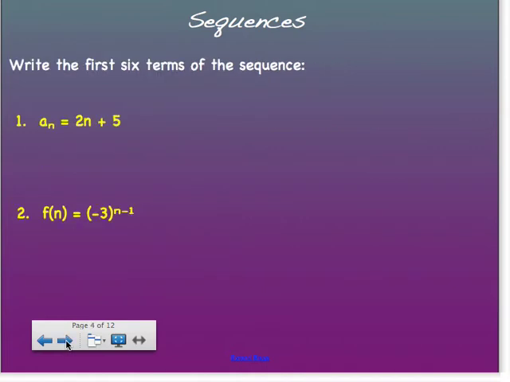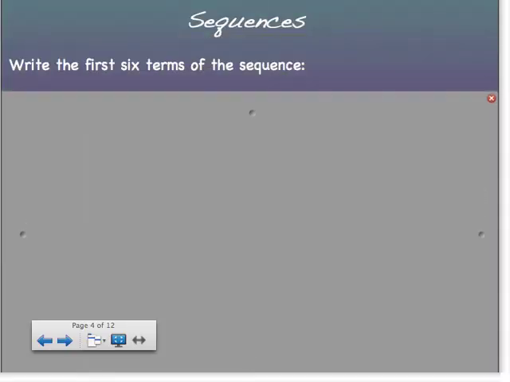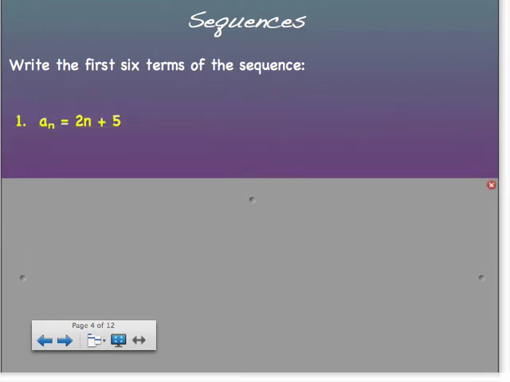So take a look at this. Let's deal with some actual formulas. I want you to write the first 6 terms of the sequence. Here's my equation that describes the sequence. Okay, let's go ahead and write down number 1. It says a sub n is equal to 2n plus 5.